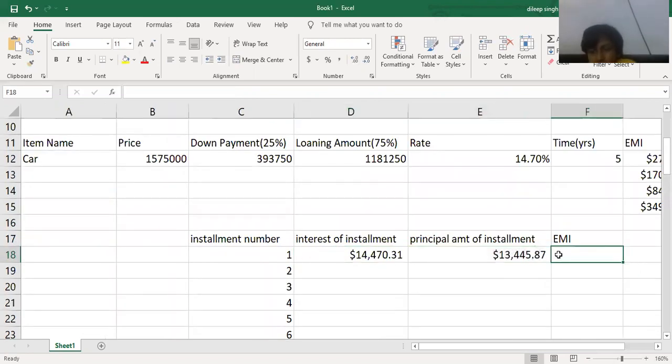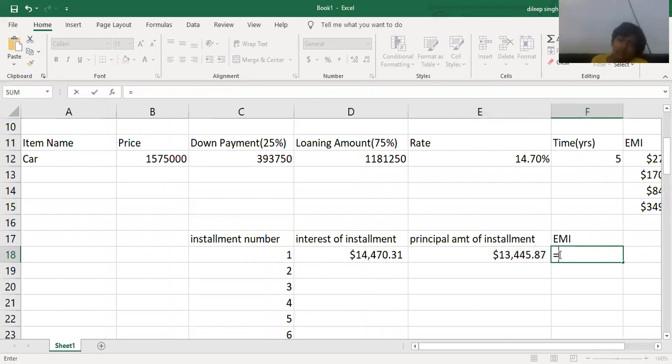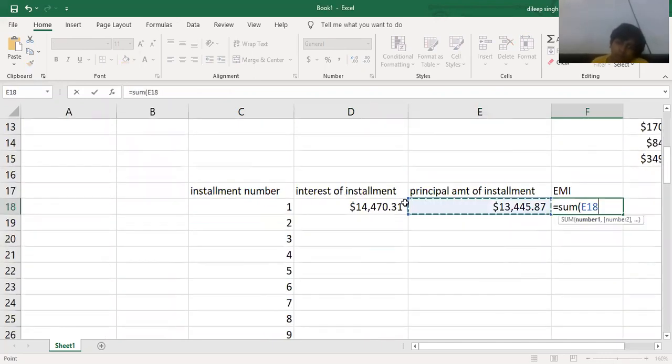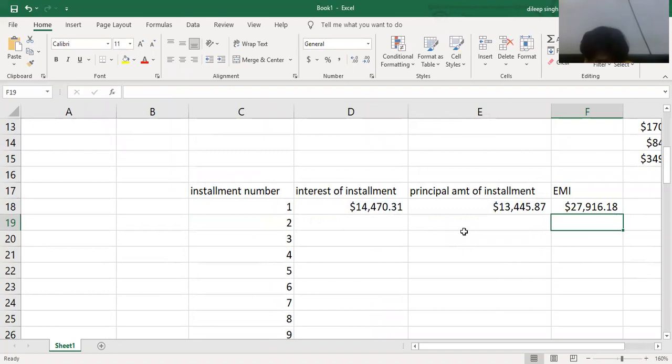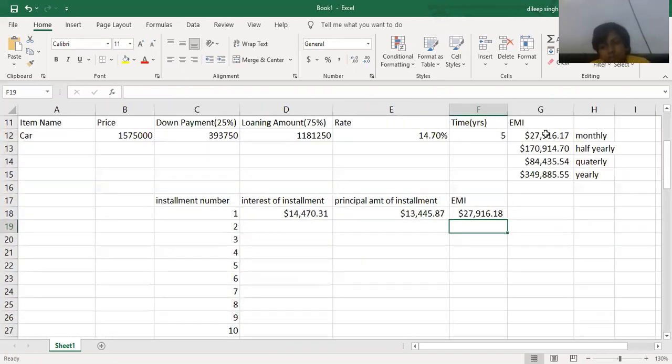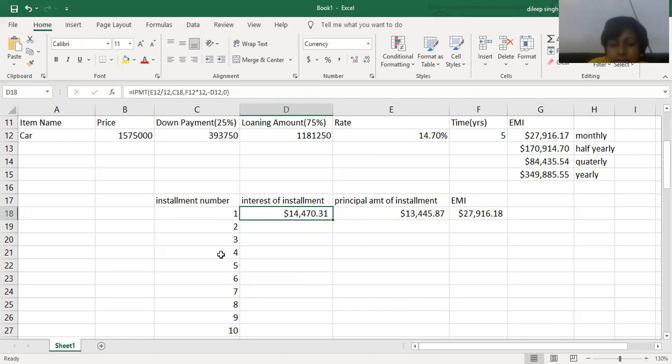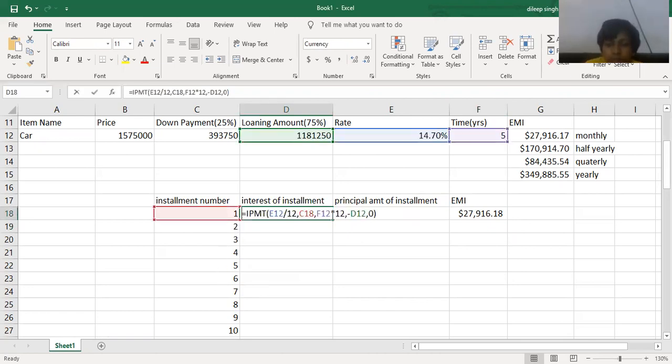When you press equal to and press sum, start the bracket and select these two values and close the bracket, what happened? You will get the same amount, which means this function is right. That's why we get the same EMI by using this function and by totaling these two values. So in this EMI, the ratio of interest is this and the ratio of principal is this. Understood?